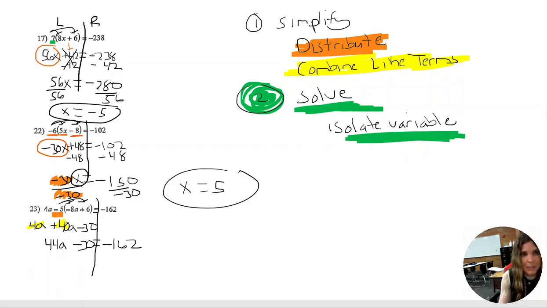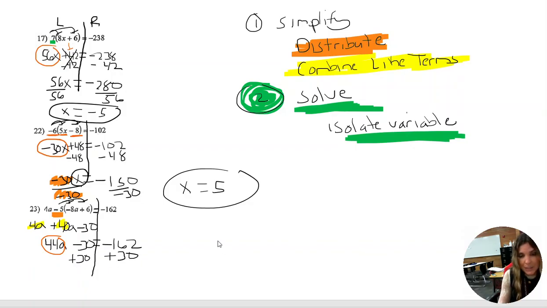So let me go ahead and circle the variable term. We have 44 times a. The a has been multiplied by 44, and then 30 was subtracted from it. So the first thing we get rid of is the subtract 30. We're going to add 30 to both sides.